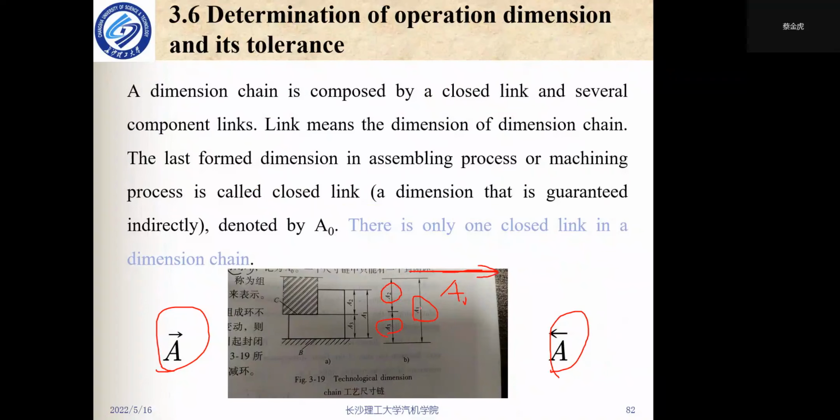Meanwhile, when I1 is a constant, I2 is a closed link, then when I2 increasing, I3 will vary in the opposite direction, which means I2 increasing because I1 is constant. When I2 increasing, then I3 must decreasing, which means I3 is a decreasing link. So we have explained the decreasing and the increasing link many times.